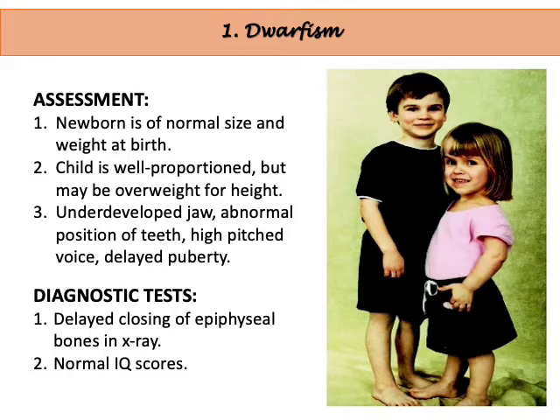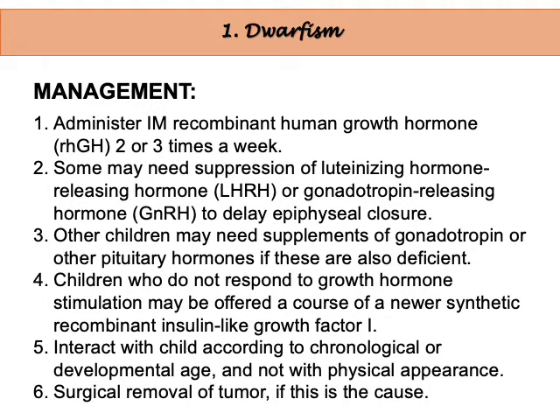And if tumor is the cause, measures to remove it are necessary to halt the pituitary gland pressure, causing insufficiency of the growth hormone secretion. Diagnostic tests would reveal delayed closing of epiphyseal bones. That's why there is a stunted growth, but they have normal IQ scores because cognition is not affected. Without treatment, most children will not reach more than 3 or 4 feet in height.